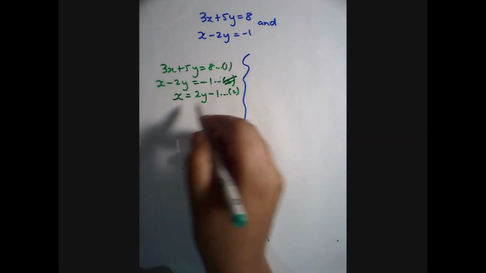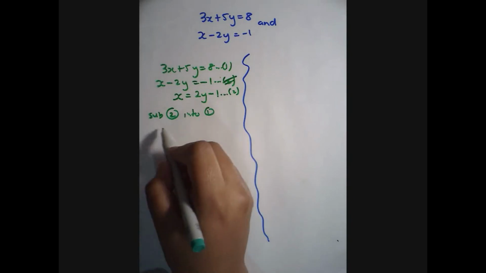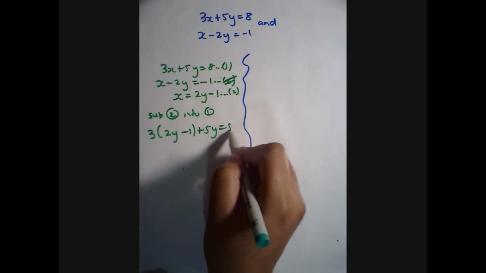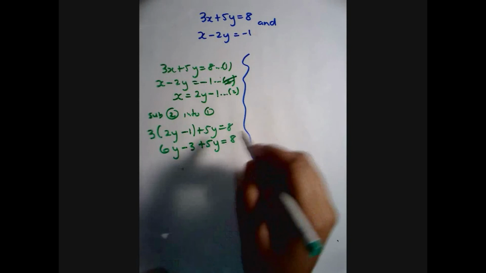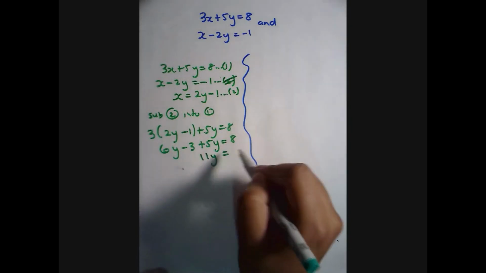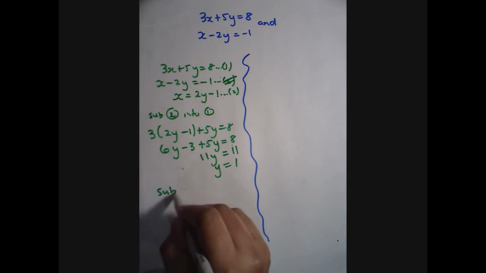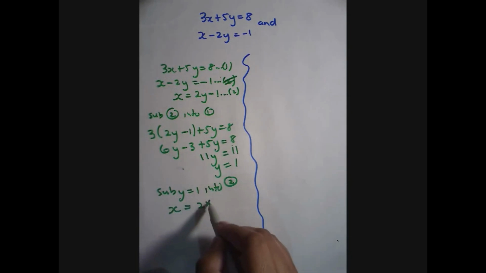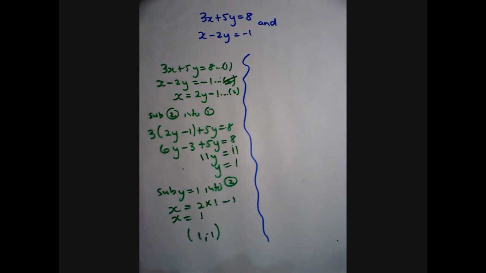Now I'm going to substitute equation 2 into equation 1. Wherever I see an x, I'm going to put in equation 2. So 3 times (2y minus 1), plus 5y is equal to 8. We get 6y minus 3 plus 5y equal to 8, then you get 11y is equal to 11. So y is equal to 1. Then I substitute y equal to 1 into any of the equations. I'm using 2 because it's easier. So 2 times 1 minus 1 is 1. So x is equal to 1, y is equal to 1. What's my coordinate pair? It's 1 and 1. Now if I had to do it by the elimination method, I would have gotten the same answer.